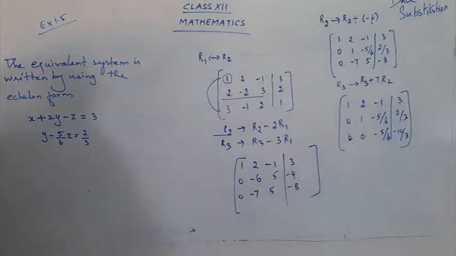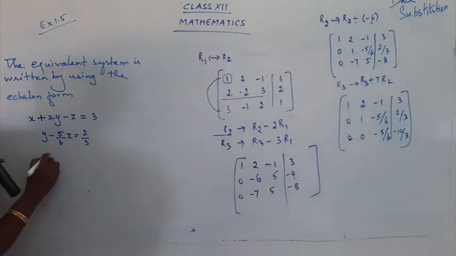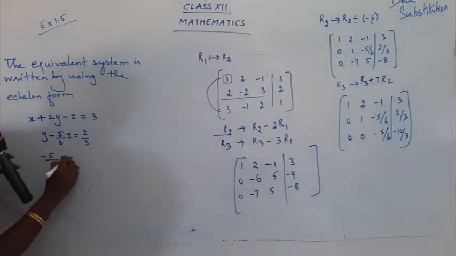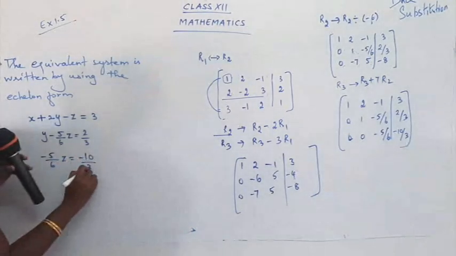So in the last case, only one coefficient is left. So it's minus 5 by 6. So you write it as minus 5 by 6z is equal to minus 10 by 3.